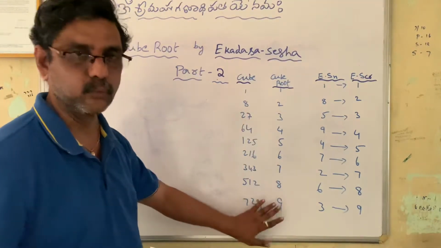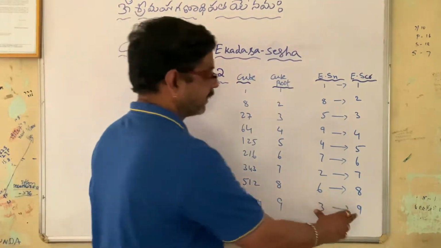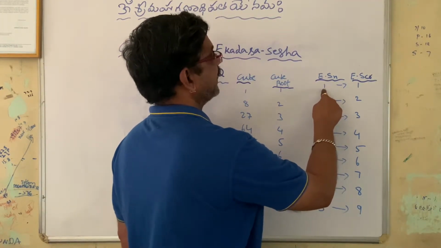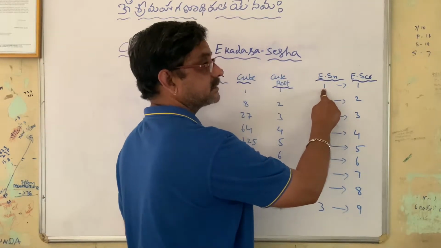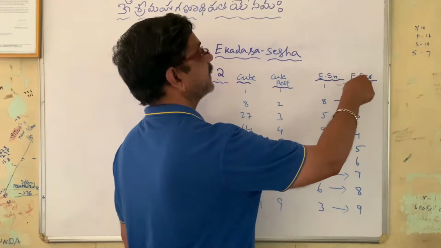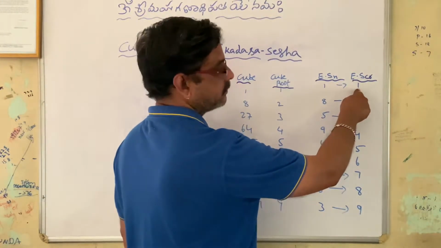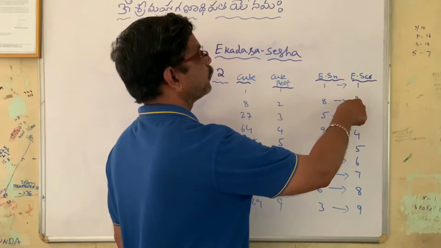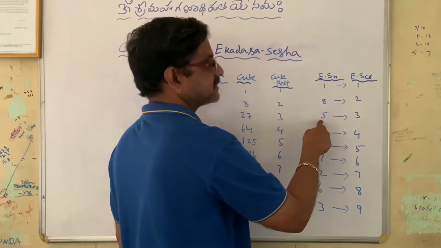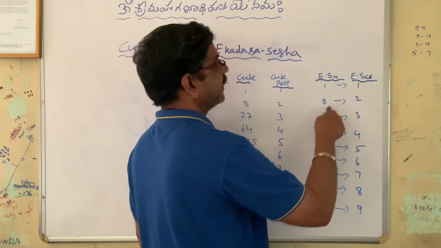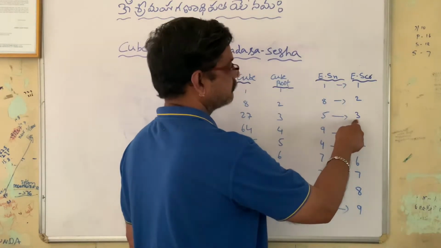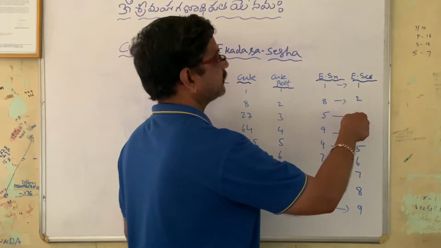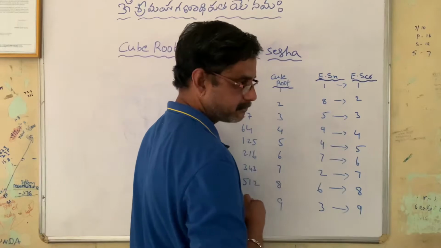Now, leave these two. Coming to here: if the Ekadasha Sesha of a number is 1, the Ekadasha Sesha of its cube root is 1. If the Ekadasha Sesha of a number is 8, the Ekadasha Sesha of its cube root is 2. If the Ekadasha Sesha of a number is 5, the Ekadasha Sesha of its cube root is 3. When we divide a number by 11, if its remainder is 9, then the remainder of the cube root of the number is 4.